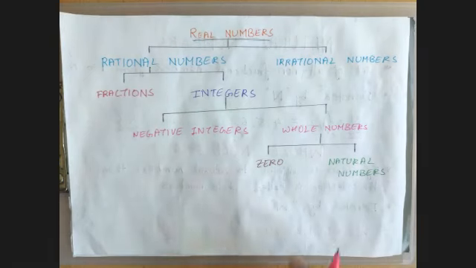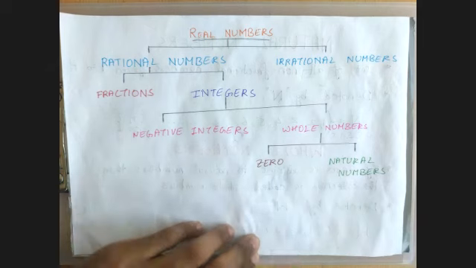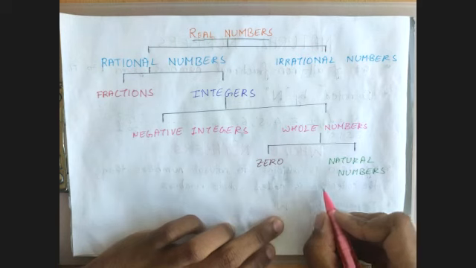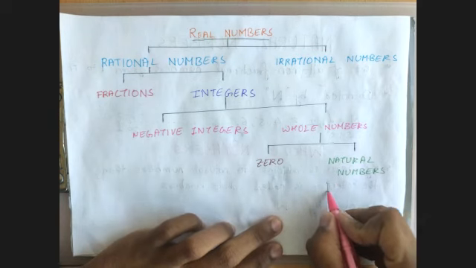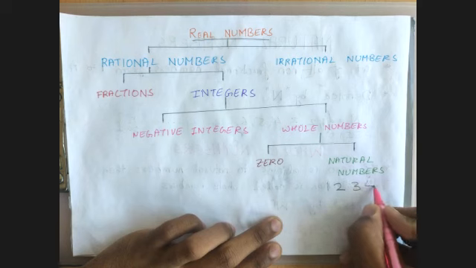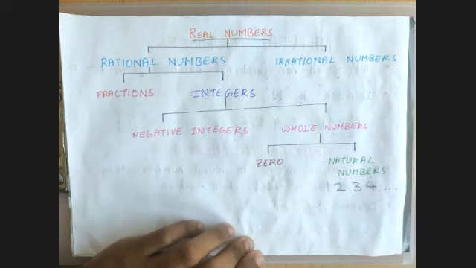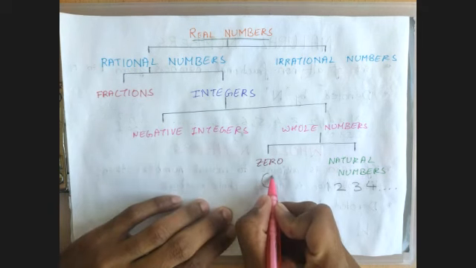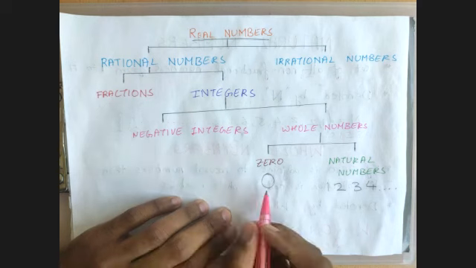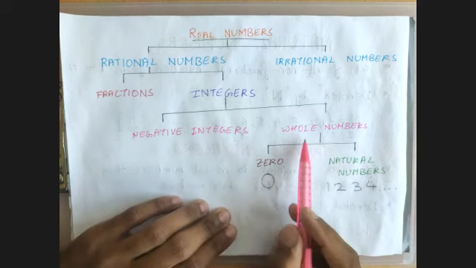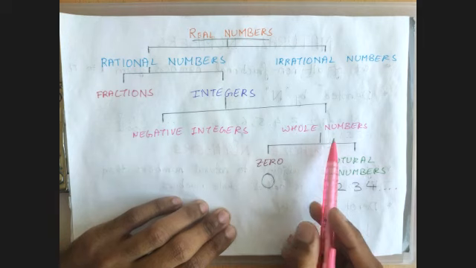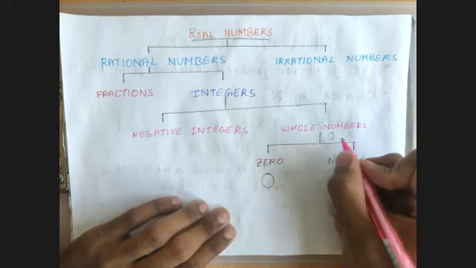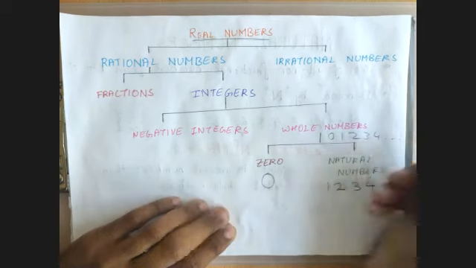Let us go with the bottom up approach. Let us start with natural numbers. Natural numbers are all counting numbers, as we know, it is 1, 2, 3, 4, etc., till infinity. Now we know what is zero. Indians discovered it. Now whole numbers. What are whole numbers? Whole numbers is a combination of zero and natural numbers. That is 0, 1, 2, 3, 4 and so on.